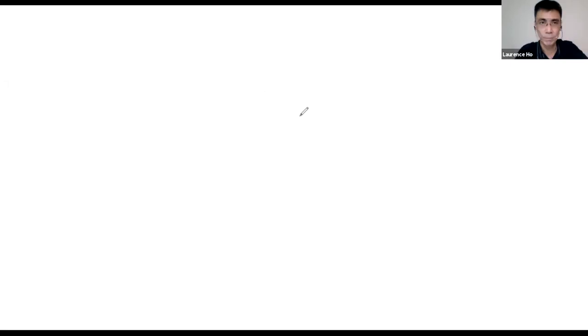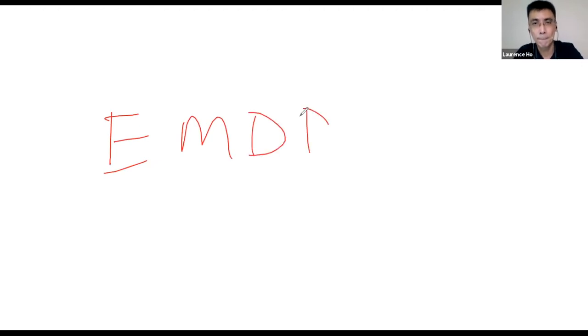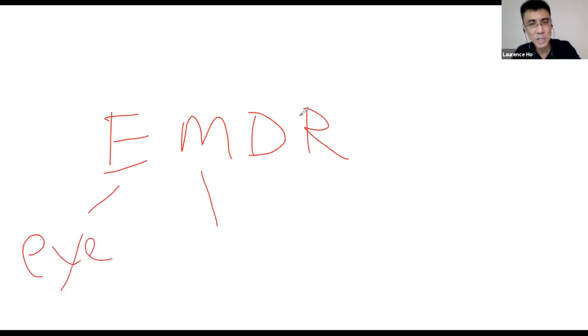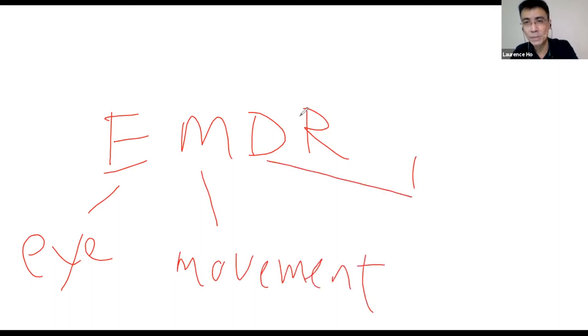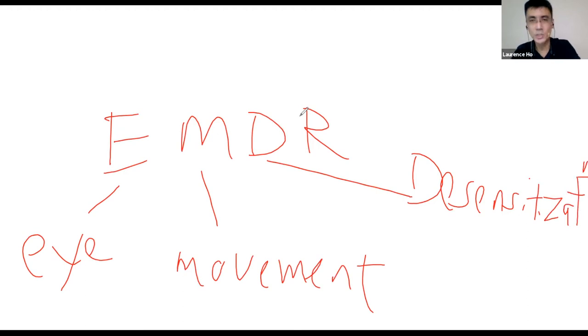Okay. So here we go. EMDR stands for: E stands for eye, M stands for movement, D stands for desensitization, and R stands for reprocessing.